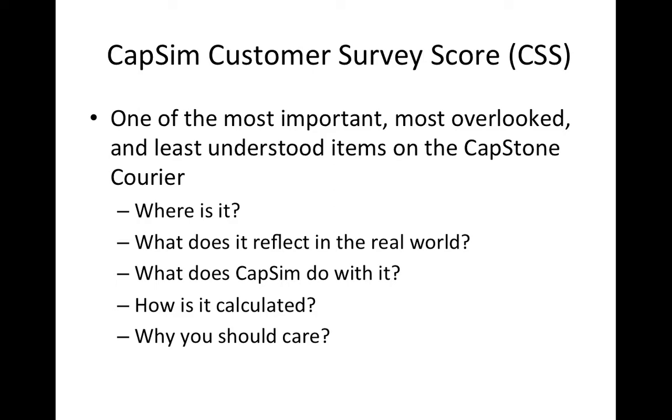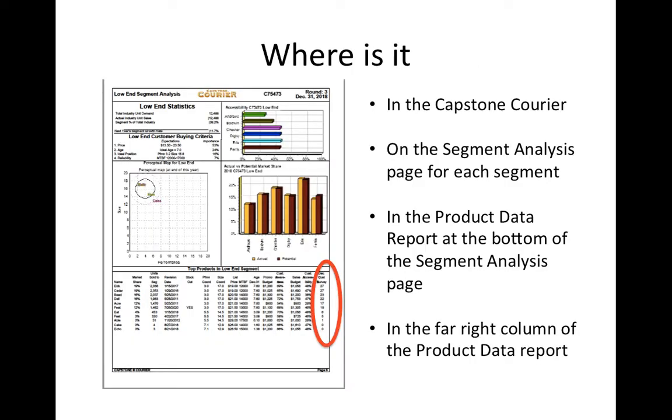So we're going to talk about where it is, what does it reflect, how does CapSim use it, how is it calculated, and why you should care. So where is it? If you were to look on the Capstone Courier segment analysis in the far right area of the product data reports, you would see it in the far right. And it's just a number, and you can think of it as a percentage.